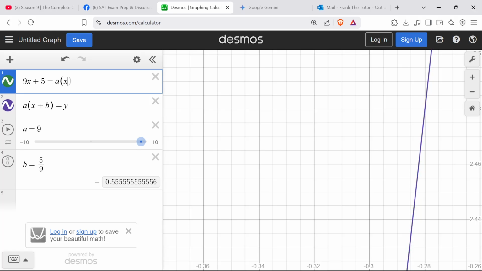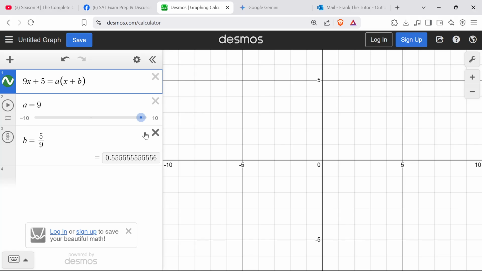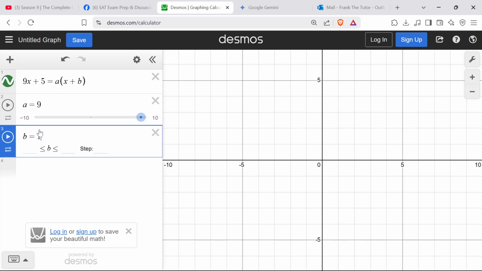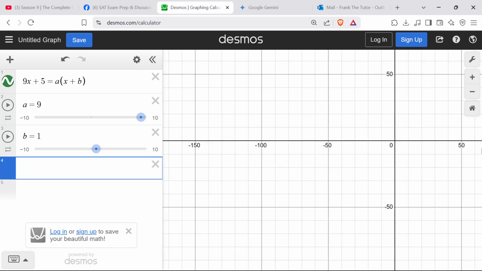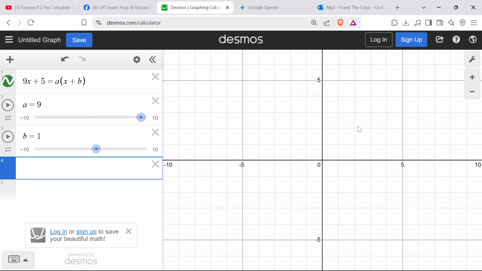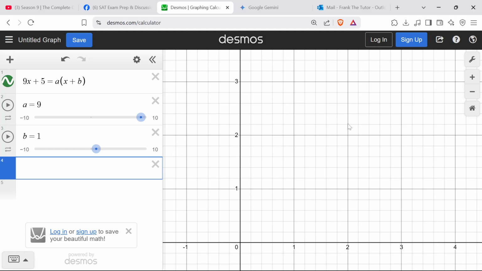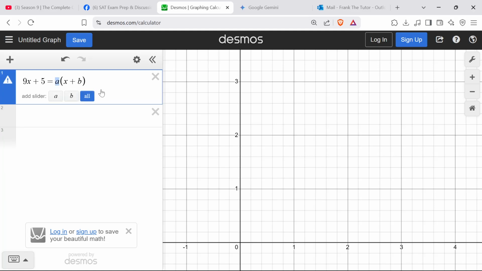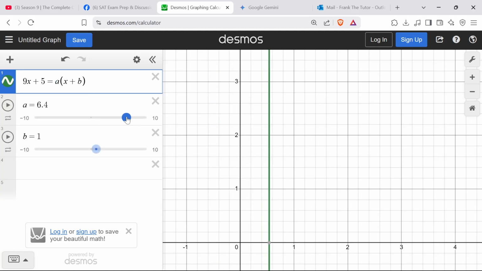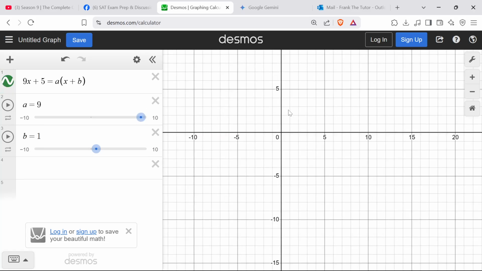A times x plus b, and I'll get rid of this one. Watch what happens here. Up with b equals 1. For some reason, 9x plus 5 equals ax plus b, it's not giving me anything. Okay, hold on. Let me get rid of those sliders and I'll make new sliders. There, now I've got, I don't know why it wasn't taking those sliders. But anyway, there's a is 9. Oh, I see, because I had a as 9.